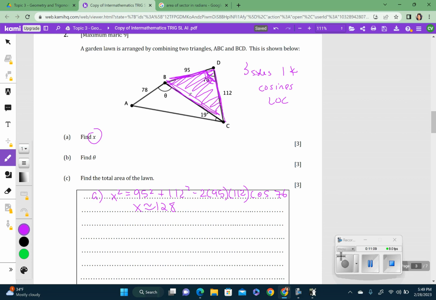Okay, the next part, part B. For part B, I have to now find theta right here. So I already know that this right here is about 128.